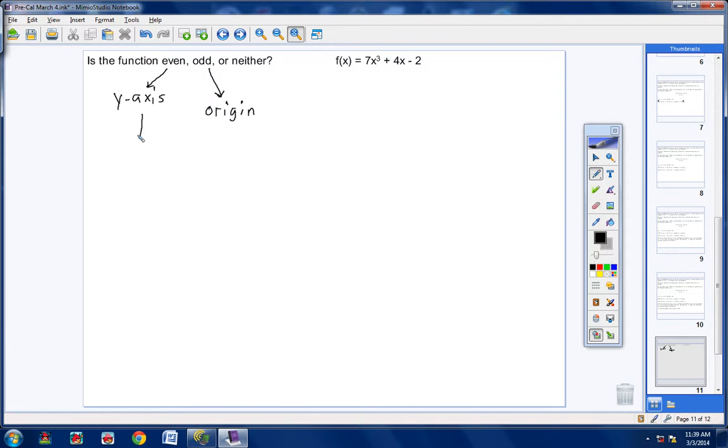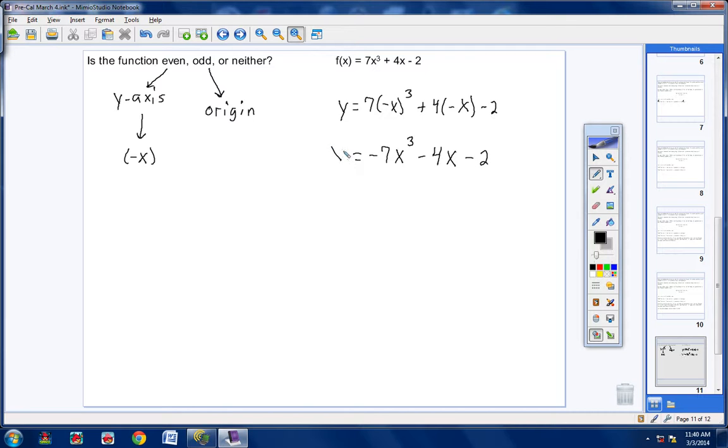So by now we should know what to do. If you want to check for y-axis symmetry, what do you substitute in for x? Negative x. So I'm going to go ahead and put a y for f of x, and everywhere there's an x, I'm going to put a negative x. And then I'm going to simplify. Now this should be pretty easy for you. Negative x to the third power, negative x times negative x times negative x gives you a negative x cubed times a positive 7. That's a negative 7x cubed. A positive times a negative is a negative 4x, and then bring down your -2.